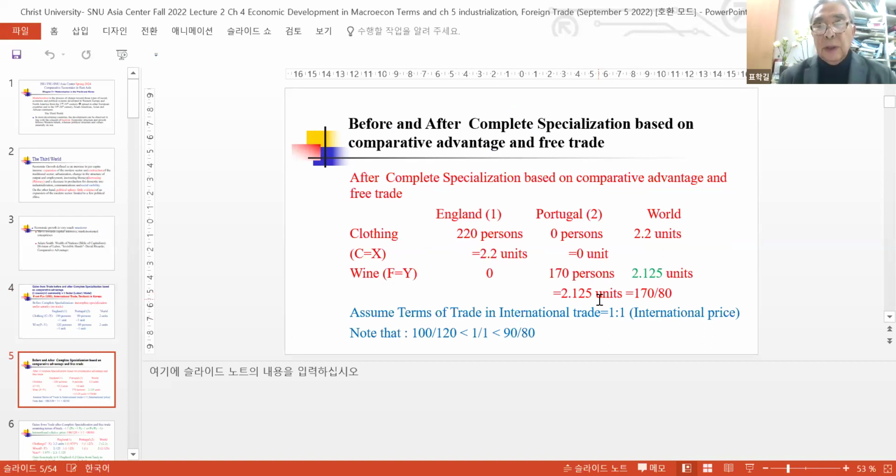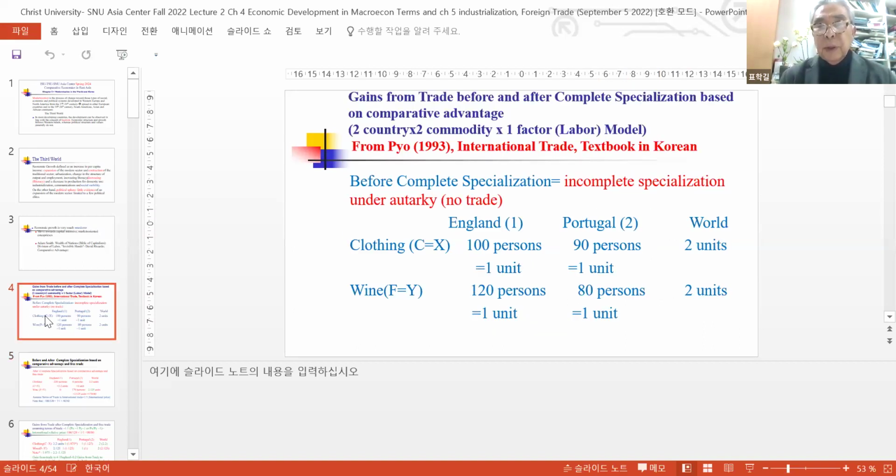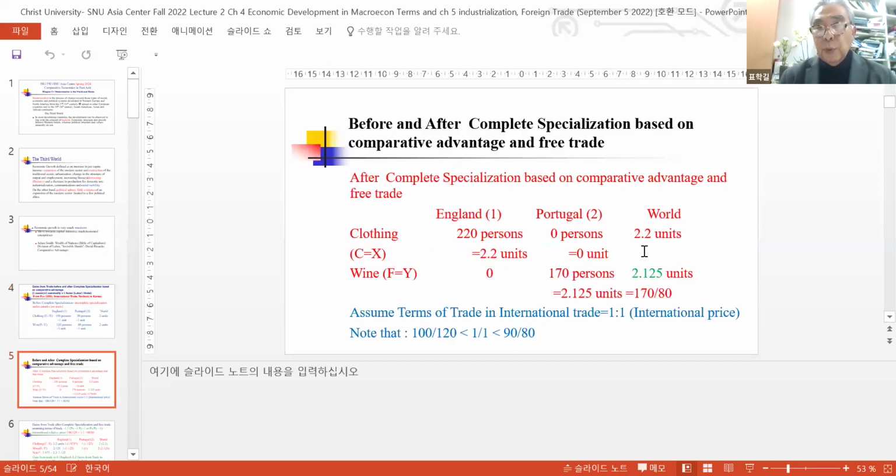So first of all, let's see world welfare. World welfare becomes higher than under no trade, incomplete specialization, 2 units. Now it becomes 2.2 units of clothing, 2.125 units of wine. So we can say that world welfare has increased from the no trade situation to the comparative advantage-based free trade situation.